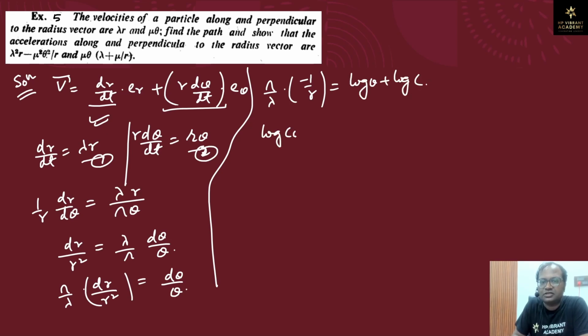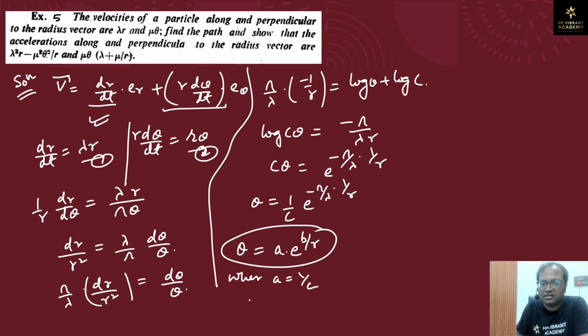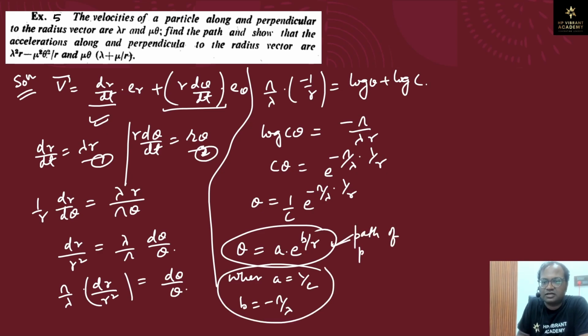The log of cθ is equal to minus μ/(λr). Okay, so cθ is equal to e to the power minus μ/λ into 1/r. So θ is equal to 1/c e^(−μ/λ · 1/r). Let us take this as a into e^(b/r), where a is equal to 1/c and b is equal to minus μ/λ. Okay, so this is the path of the particle. Okay, so let us find the radial and transverse acceleration.